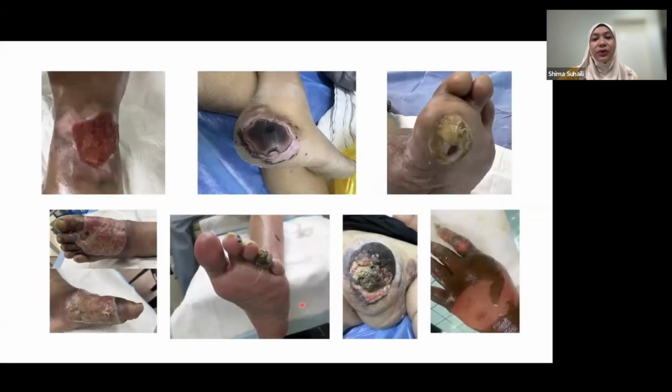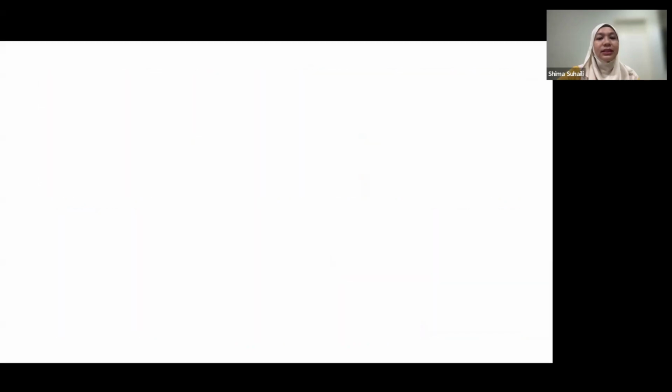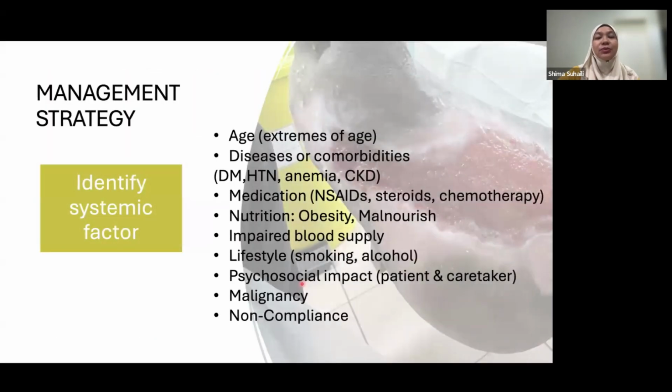Okay, so we have to know what the possible diagnoses of the wound are. Is it a venous ulcer? Is it a diabetic foot ulcer? Is it a malignant ulcer, burn, neuropathy, or might be an ischemic or arterial ulcer? Okay, this is very important supaya kita boleh manage the patient according to the underlying problem.